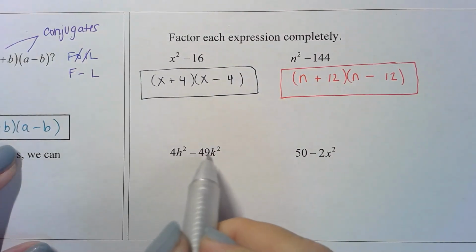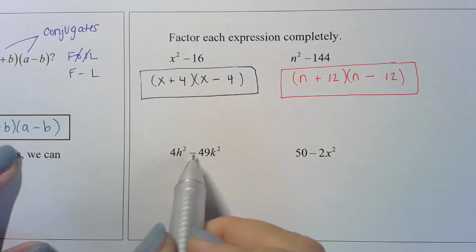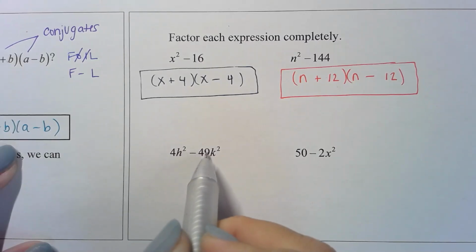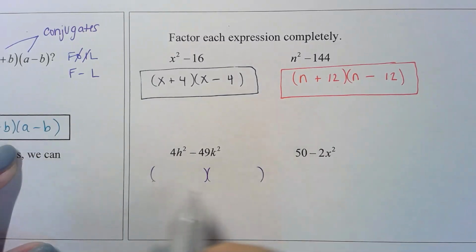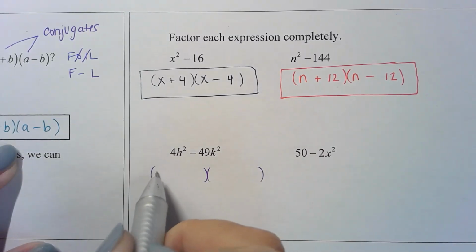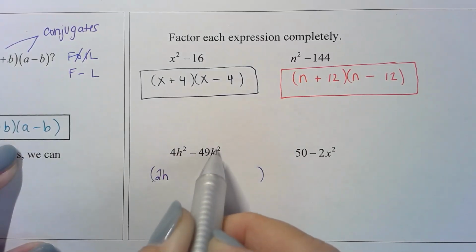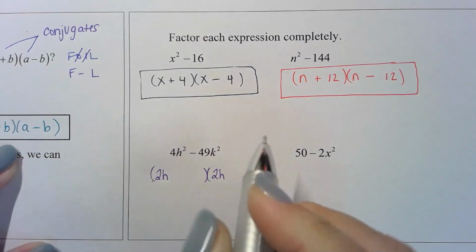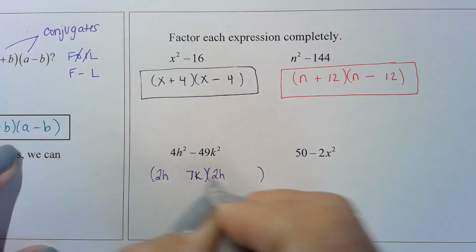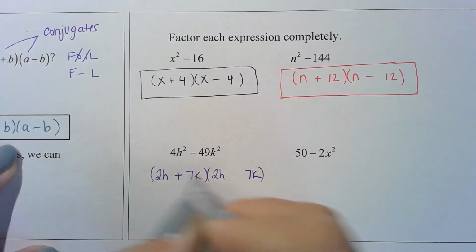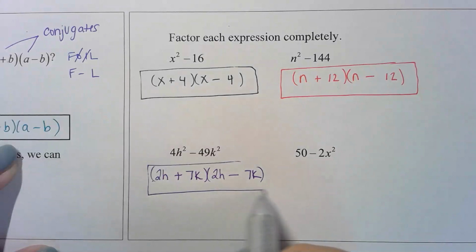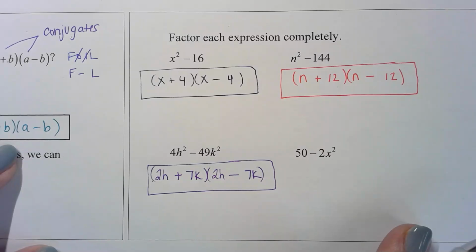I have two terms with subtraction between them, and these are perfect squares. The square root of 4 is 2, the square root of h squared is h. The square root of 49 is 7, and the square root of k squared is k. So I've got a 7k at the end. We put a plus between them, we put a minus between them. We are changing the way it looks without changing the value of the expression.